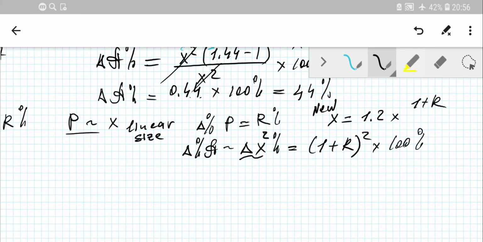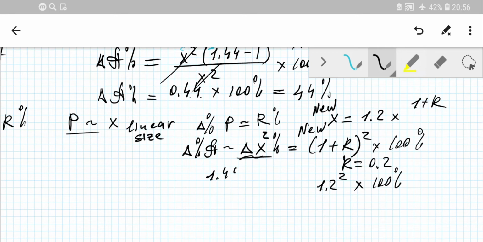Okay, in this case you'll get your right answer, because if you use that instead of r, you'll use simply 20% or 0.2, and if you plug it here you'll get 1.2 squared, and then the result you multiply by 100%. Because you're looking for the difference, not the new value, if you subtract the previous value you'll get 1.44 minus 1, which is 0.44. Okay, so this is the way.